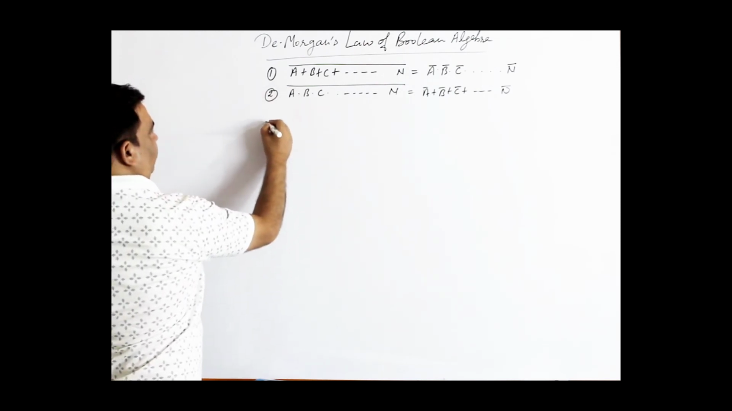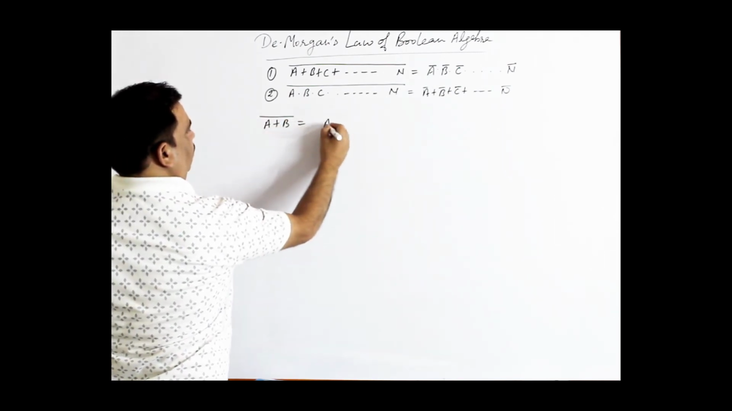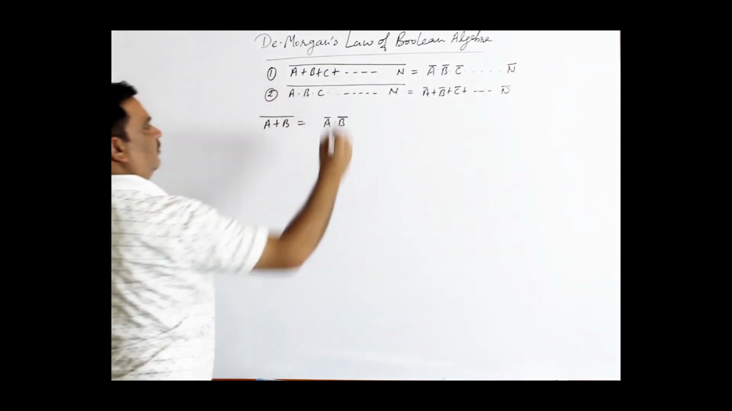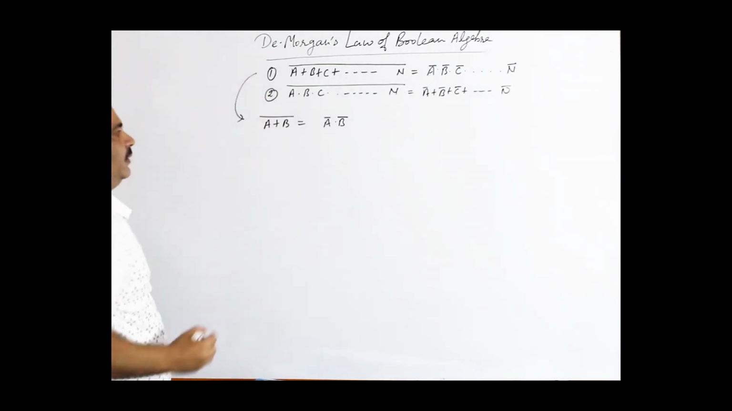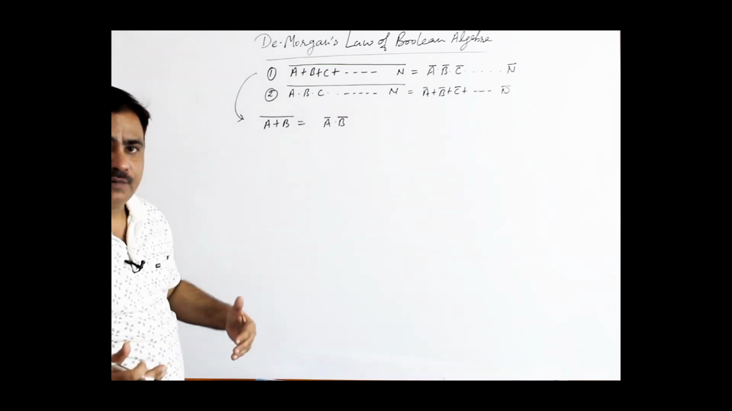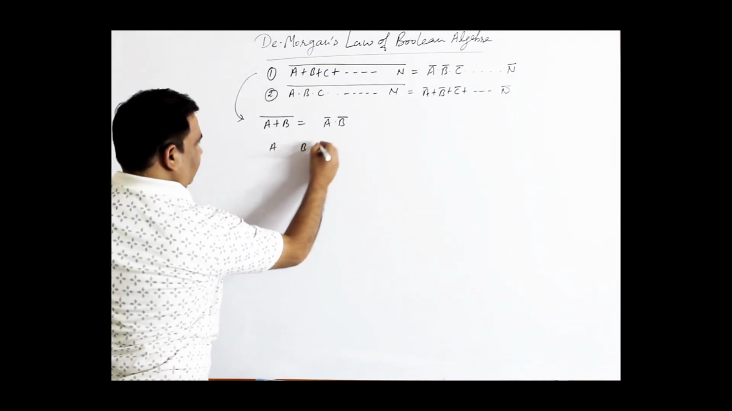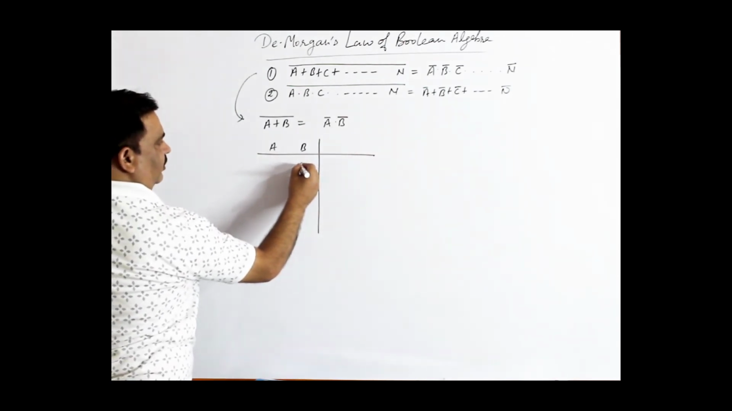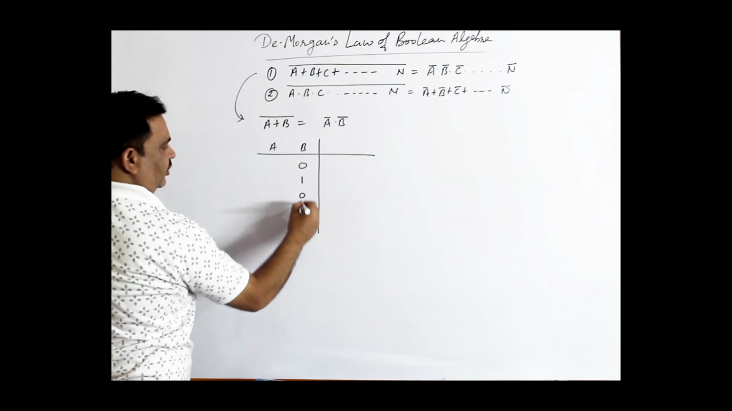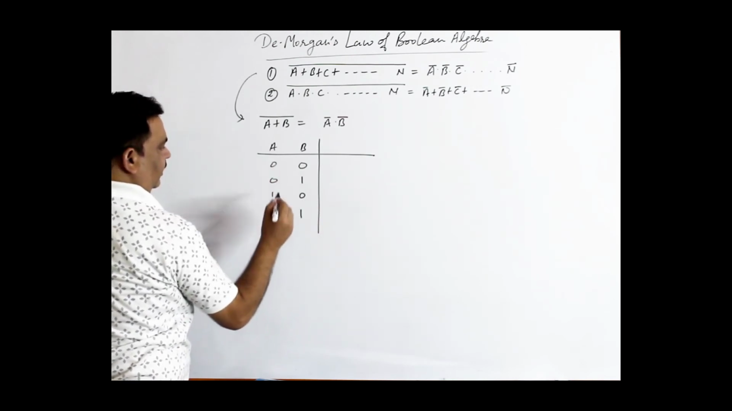First law: A plus B whole complement equals A complement dot B complement, for two variables. Now let us prove it with the help of a truth table. The truth table has columns A, B. There are two variables, so two inputs and four possible combinations: 0 1 0 1 for A and 0 0 1 1 for B.